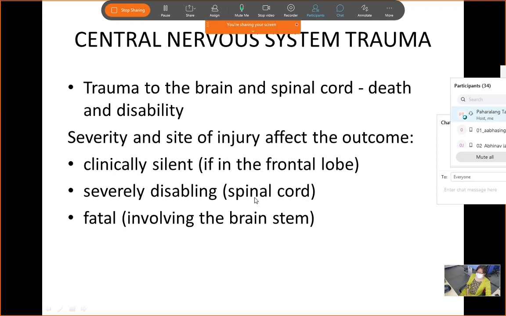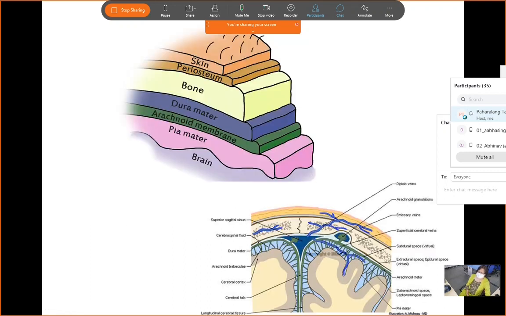Then in the spinal cord, you know very well, at every level of the spinal cord there are severely disabling symptoms. If it's at the cervical level, there can be quadriplegia, or if it is at the lumbar level, it may be paraplegia. Then if it involves the brainstem, just like what I showed you in that herniation, it is rapidly fatal because it causes respiratory arrest.